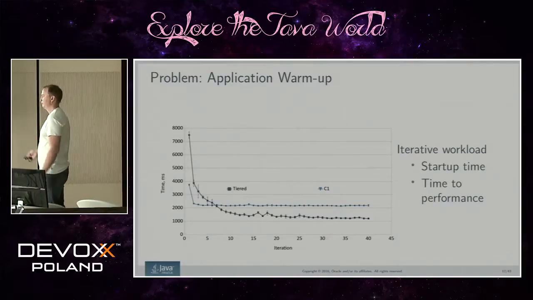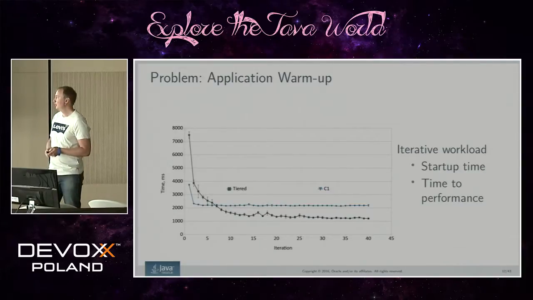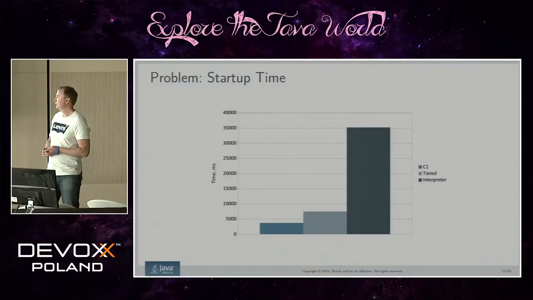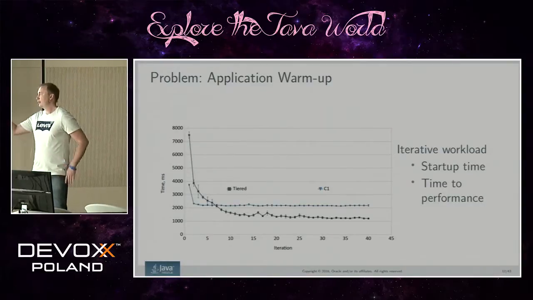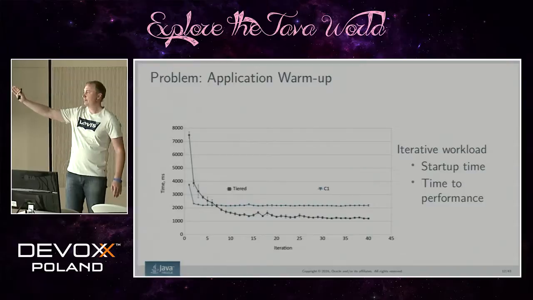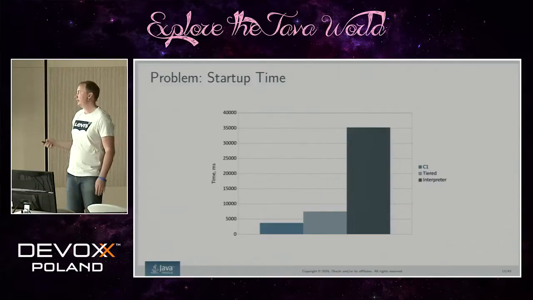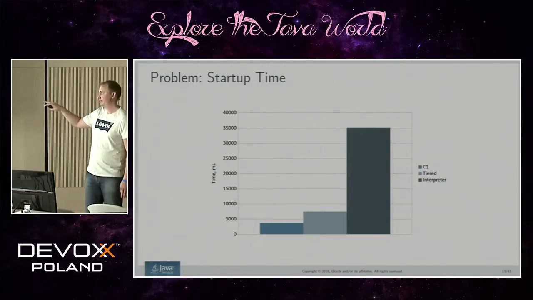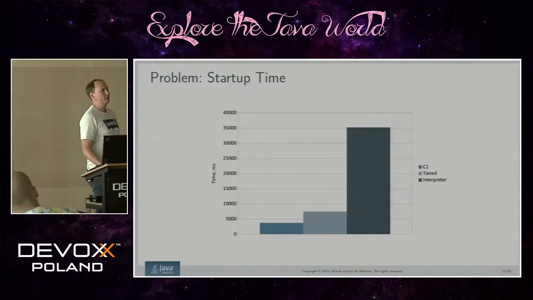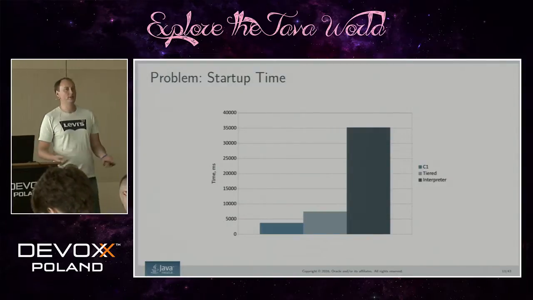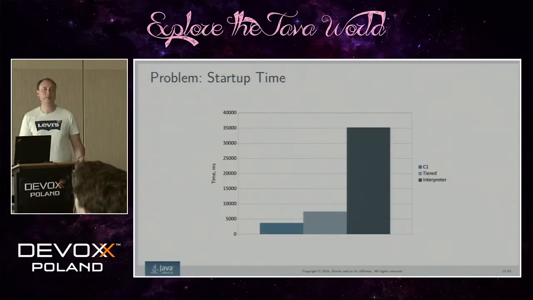So here are two plots. The first thing is the very first iteration. It's the leftmost points, 2 points here for 2 plots. And here's the same information, also including the interpreter. So it's a problem. You start execution of your code, and it's really slow, because you really execute it in the interpreter.